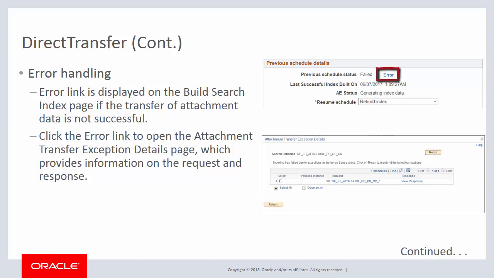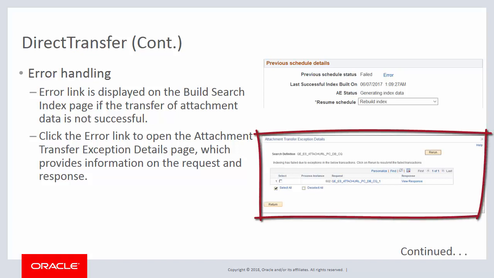After the indexing process is complete, errors, if any, can be viewed on the build index page in the previous schedule details section. An error link is also displayed in the previous schedule details section. When you click the error link, the attachment transfer exception details page is displayed. This page lists process IDs that are causing the exception along with the request from PeopleSoft and the response from Elasticsearch. You can review the errors by opening the request and response documents.